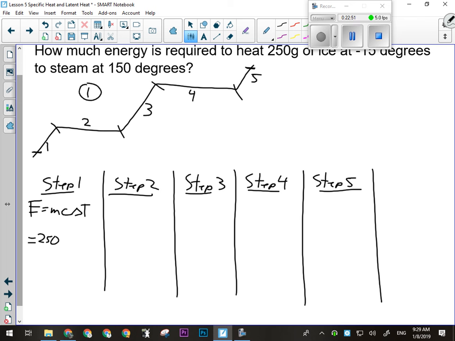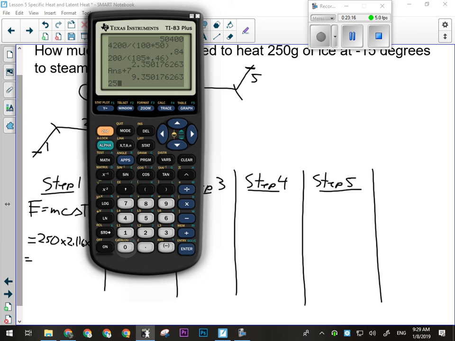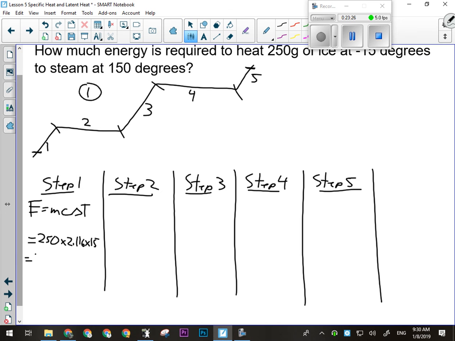So for step 1, that's going to look like this. I have 250 grams of ice times the specific heat capacity of ice, which is 2.116 joules per gram degree Celsius, and then multiply that by the temperature change, 15 degrees. All right, everybody okay with that? All right, so we'll calculate what that number is going to be. We have 250 times 2.116 times 15 degrees. So we're looking at 7,935 joules.